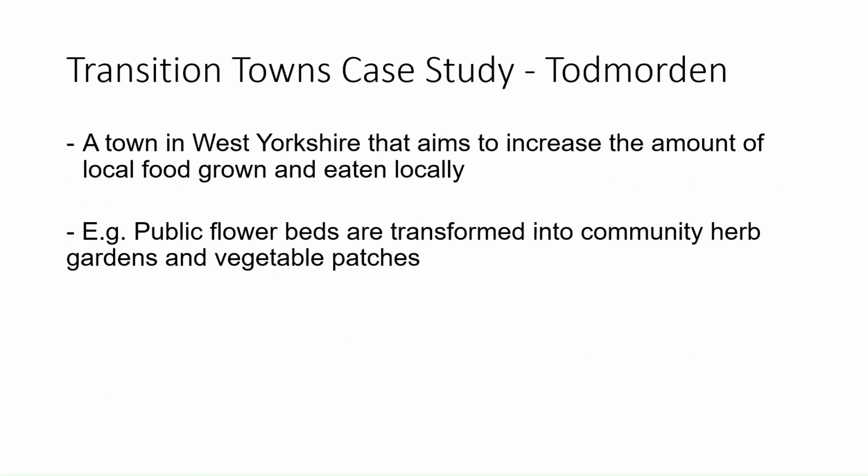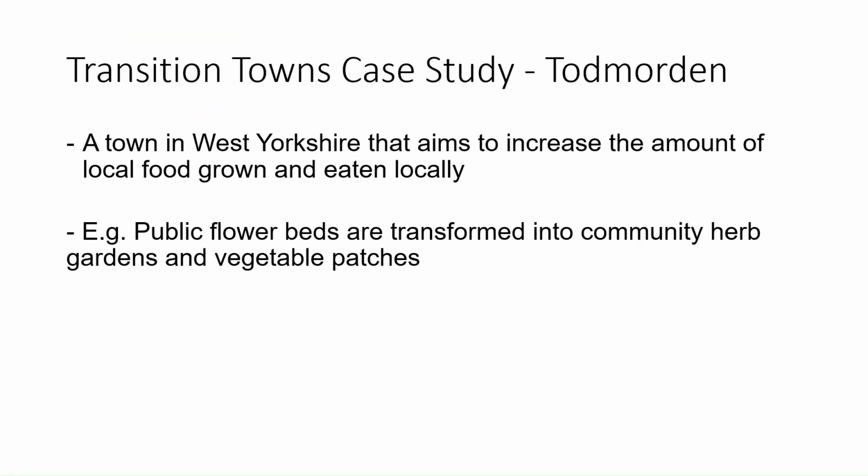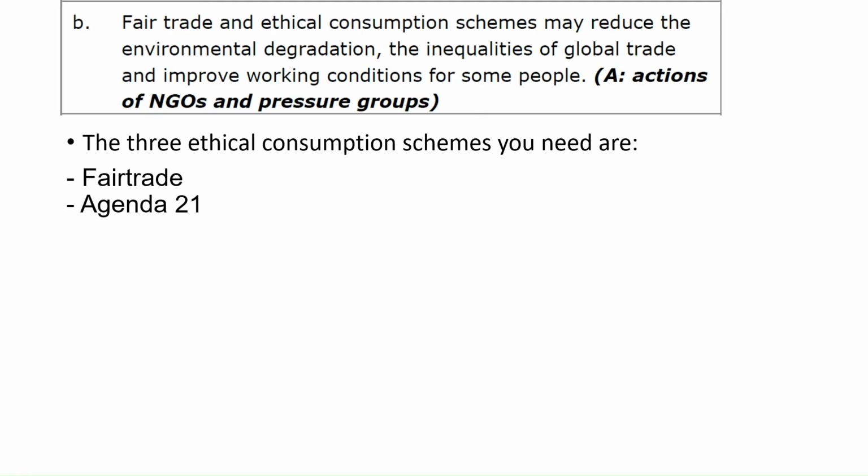And a case study for a transition town is Todmorden, a town in West Yorkshire that aims to increase the amount of local food grown and eaten locally. An example of what they do is transform public flower beds into community herb gardens and vegetable patches. So they're less reliant on imports from across the world, and it reduces their carbon footprint. So that's essentially what 3.9a is. This is just an example of what people can do with local sourcing and transition towns. And now let's look at 3.9b.